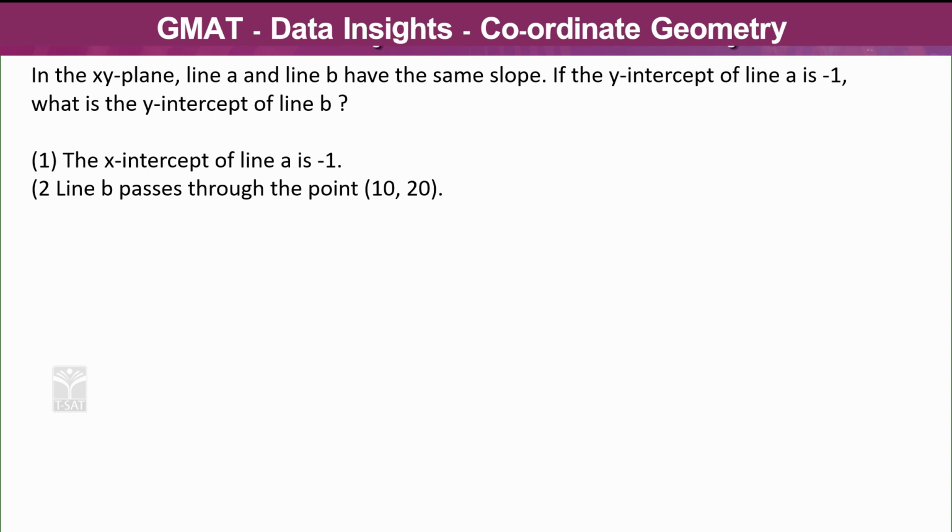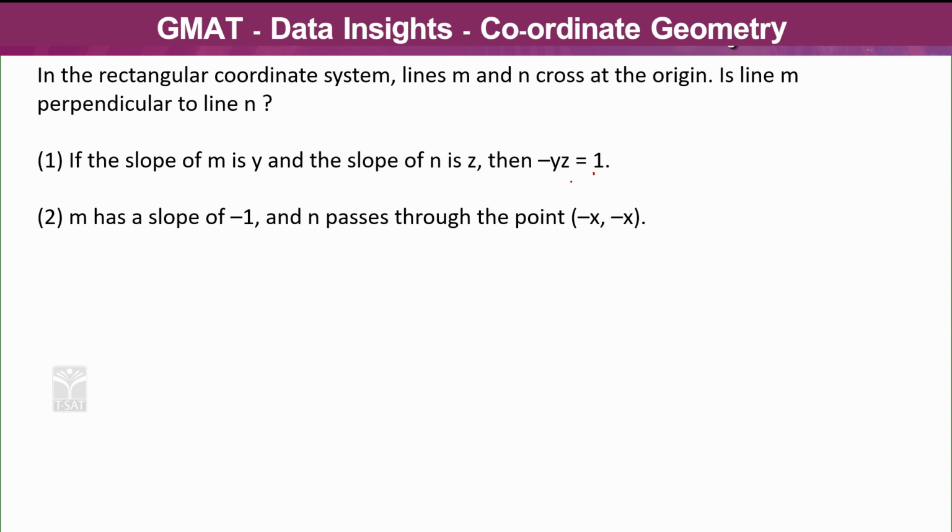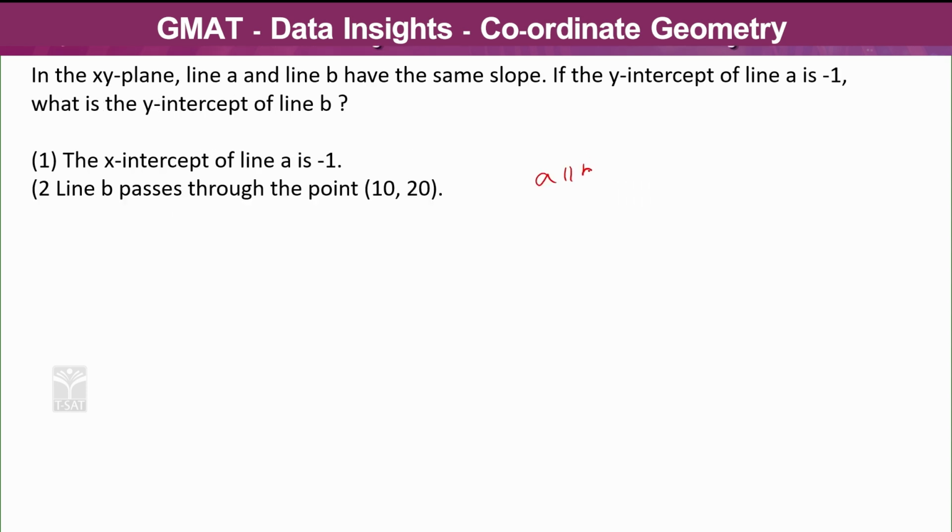If the y-intercept of line A is -1, what is the y-intercept of line B? Okay. They are saying that line A is parallel to line B because they have the same slope. So, statement 1 is telling us the x-intercept of line A is -1.